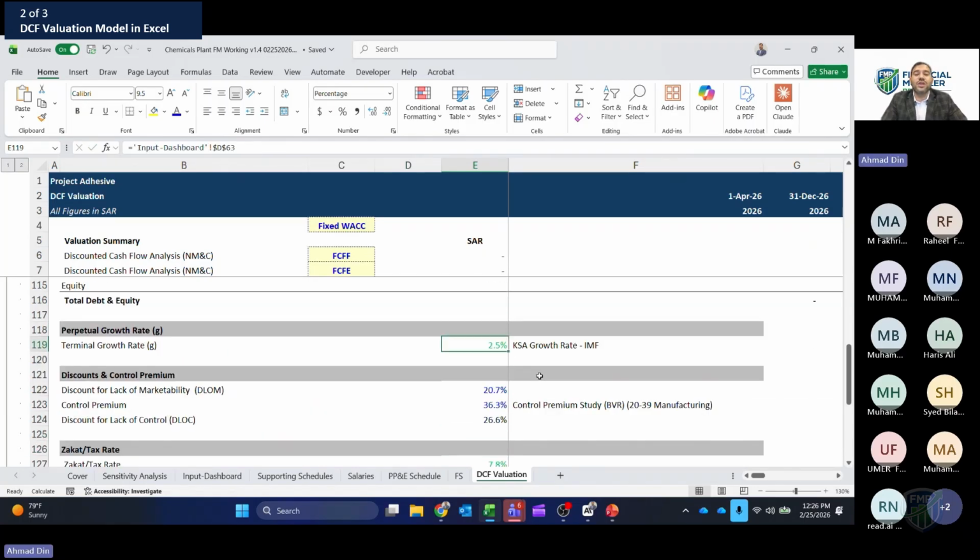Then we have a terminal growth rate for the KSA. We take it from the IMF website, which gives us the inflation rate or terminal growth rate for every country. So we have taken the long-term growth rate.